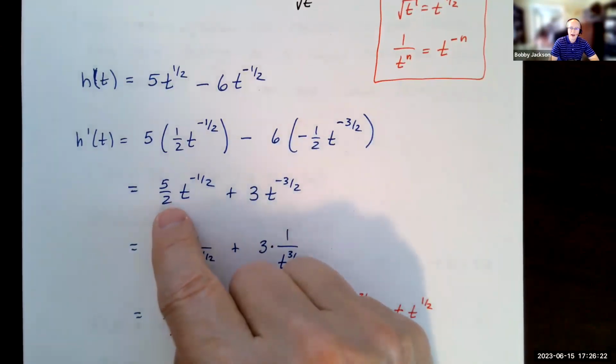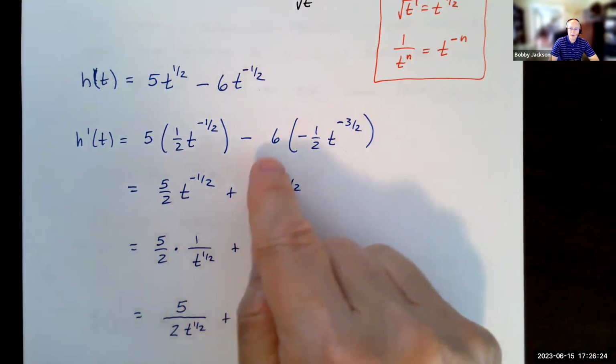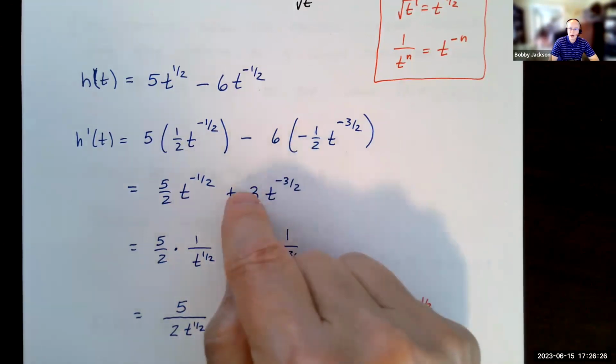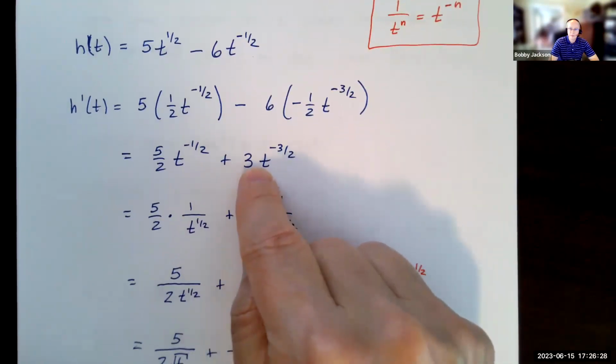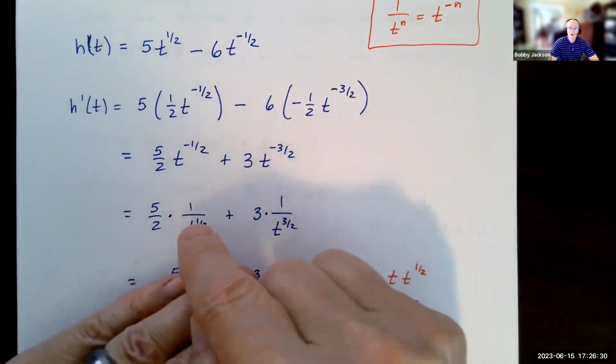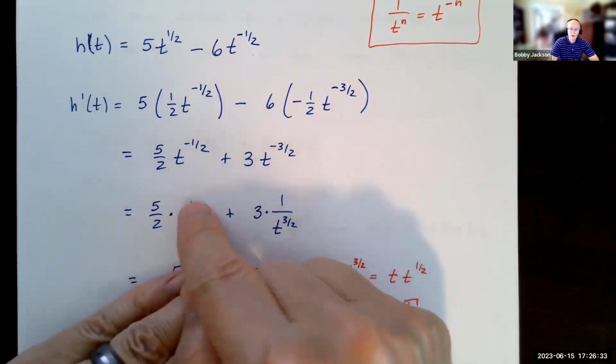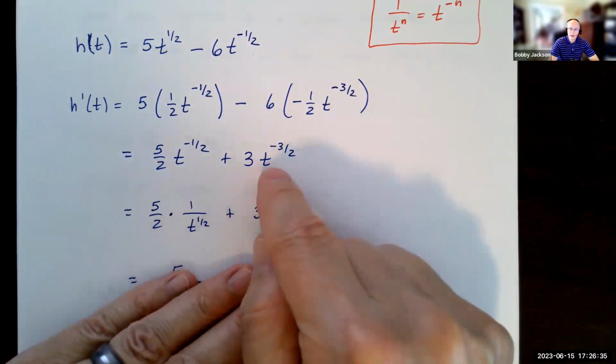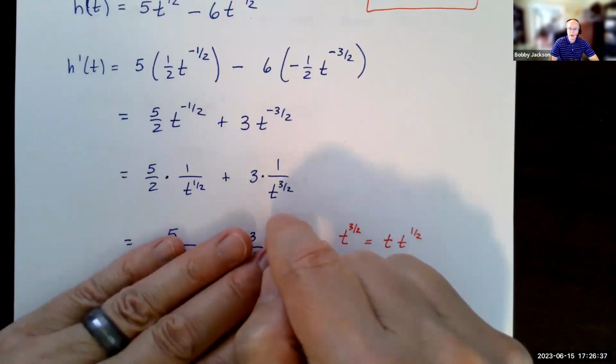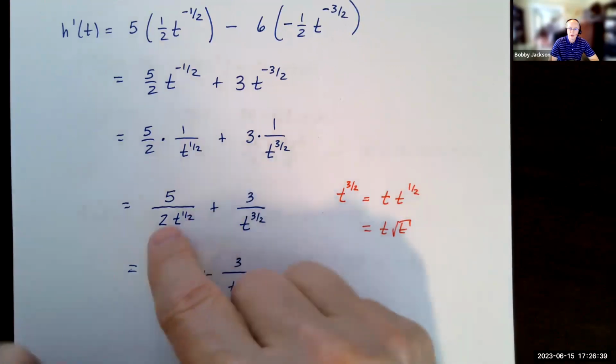Cleaning it up, I get 5/2 t to the negative 1/2. Negative times negative is positive. 6 times 1/2 is 3. And then they want you to write it in fraction form. And so t to the negative 1/2 is 1 over t to the 1/2. And t to the negative 3/2 is 1 divided by t to the 3/2. So cleaning that up, I get this.